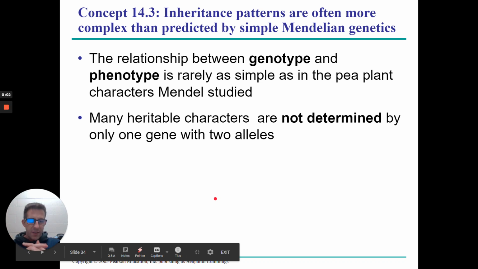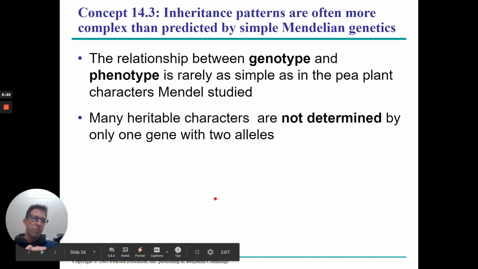Hi guys, here with the second video of Chapter 14, the genetics unit. And we're going to extend a little bit into inheritance patterns that are a little bit more complex than what Mendel had initially predicted.